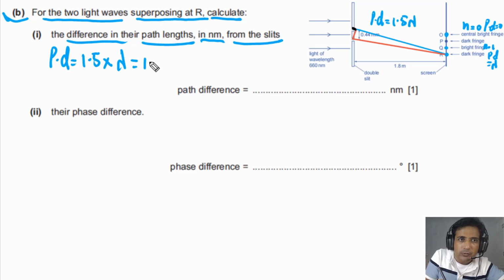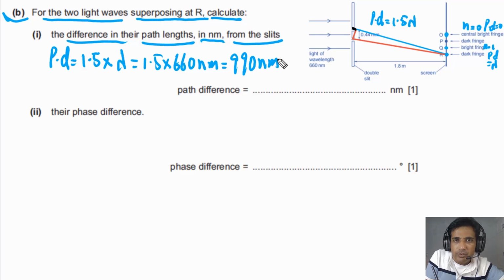Simply we can say wavelength. So this is 1.5 times 660 nanometers. If we multiply this one, our final answer will be 990 nanometers. So simply we need to write down here 990 nanometers. This question has only 1 mark. If our answer is right, you will get this mark.